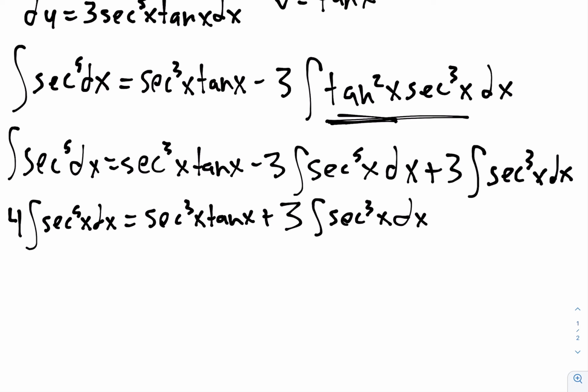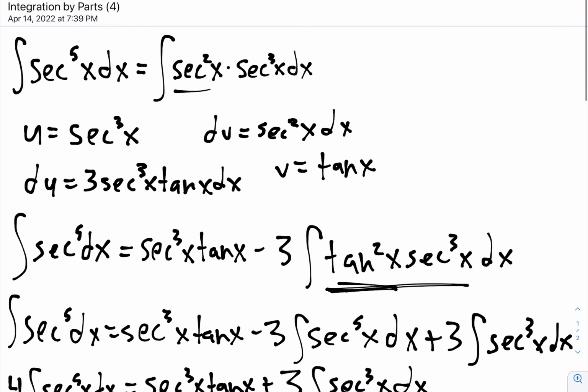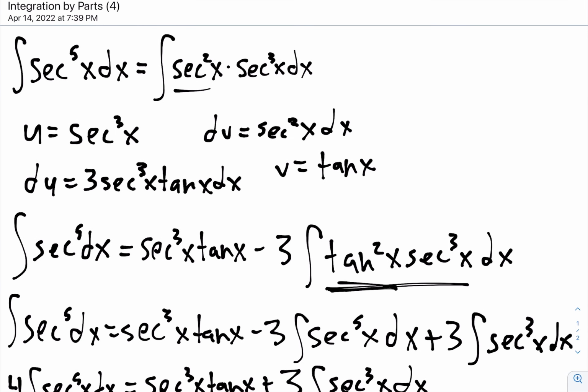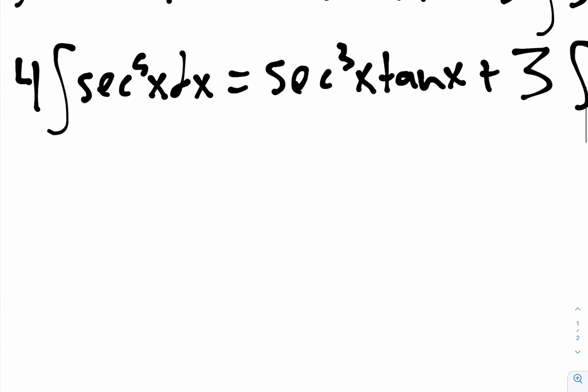So let's see what we can do next. Well, when we originally started this question, remember it was secant to the 5th, and we split it into secant squared times secant cubed. Let's do the same thing here. So instead of secant cubed, let's write secant squared times secant, because that's the same thing. This quantity here is just the same as secant cubed. So we're essentially going to repeat this process. I'm going to have to write really small.